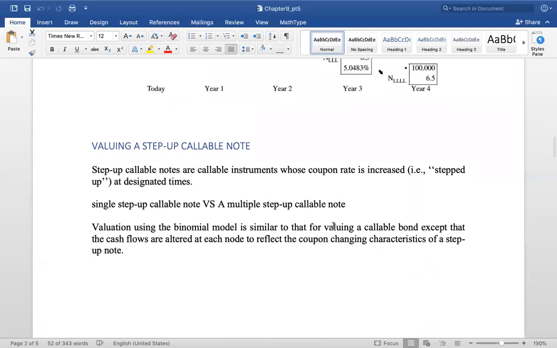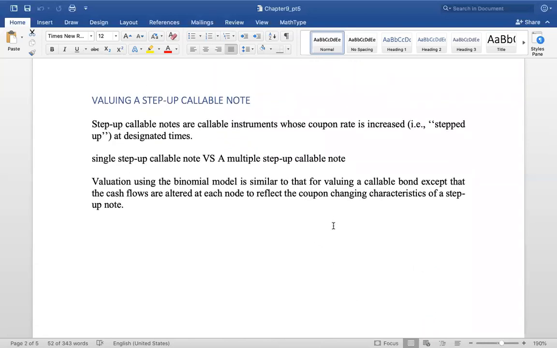Let's also talk about valuing step up callable notes. Step up callable notes are instruments whose coupon rate increases, or steps up, at designated times. There can be single step up callable notes or multiple step up callable notes. In a single step up callable note, the coupon rate is increased just once, and in a multiple step up note, the coupon rate can be increased multiple times.